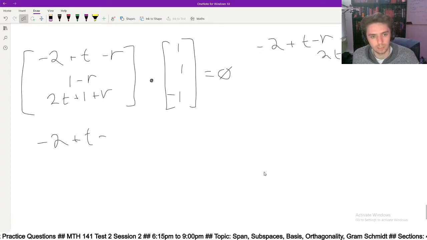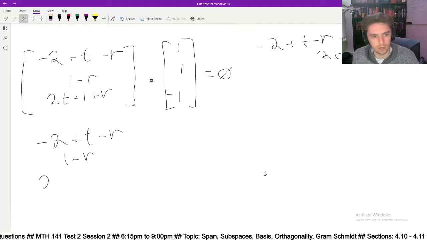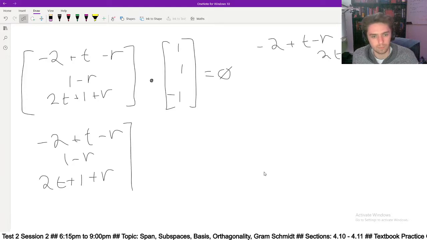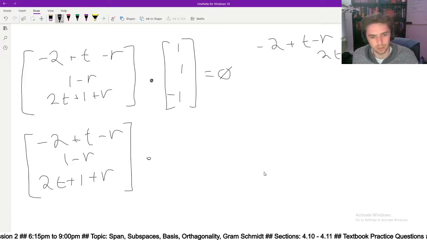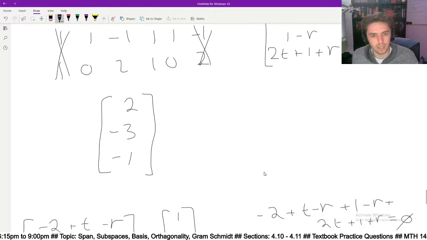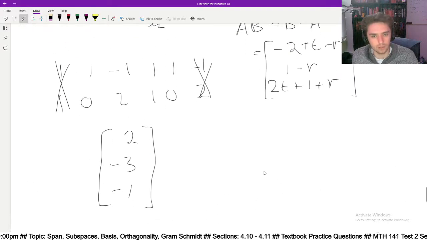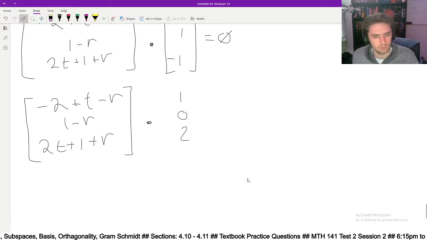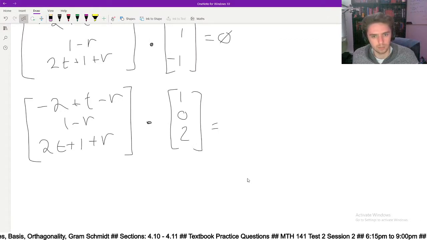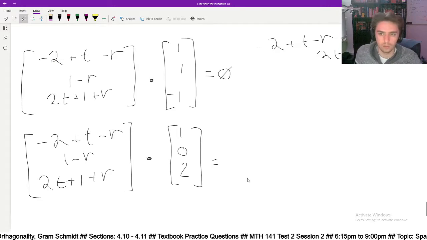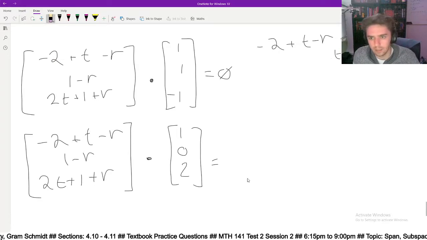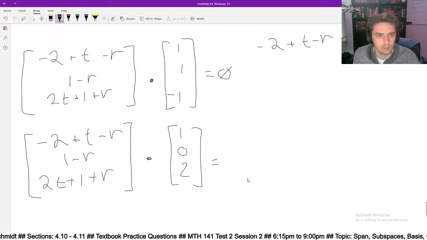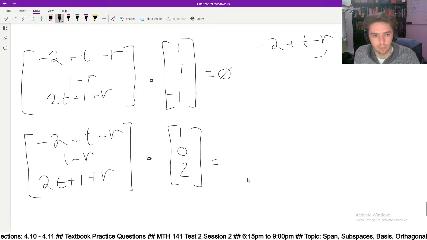Minus 2 plus t minus r, 1 minus r, 2t plus 1 plus r. I guess my r's kind of look like v's, so maybe I should choose a different letter. I'm going to dot that with the second direction vector, 1, 0, 2. Oops, I made a mistake here. Just realized this is supposed to be minus 2t minus 1 minus r equals 0.